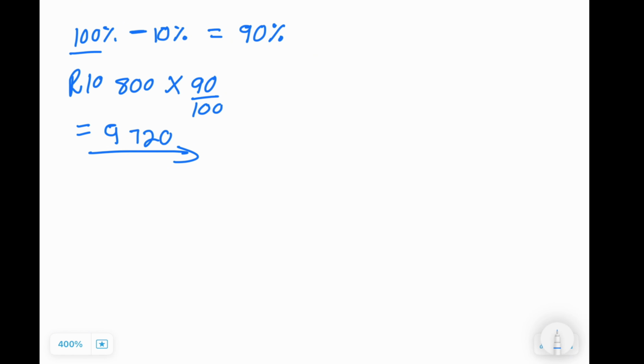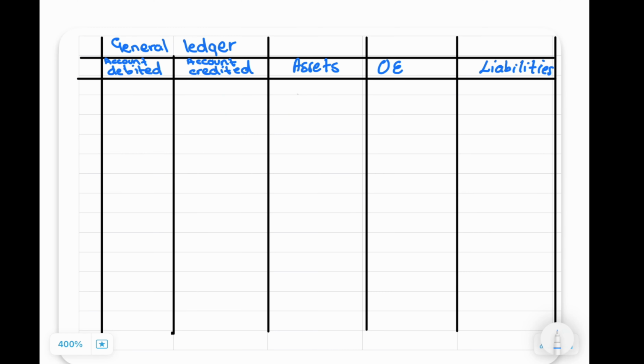Let us go into our accounting equation and record this transaction. This happened on the 1st, right? So you have to write the date to show that this is for the transaction that happened on the 1st of March. And then we go into our general ledger. Remember, a general ledger is a T account. Okay, so now account to be debited.